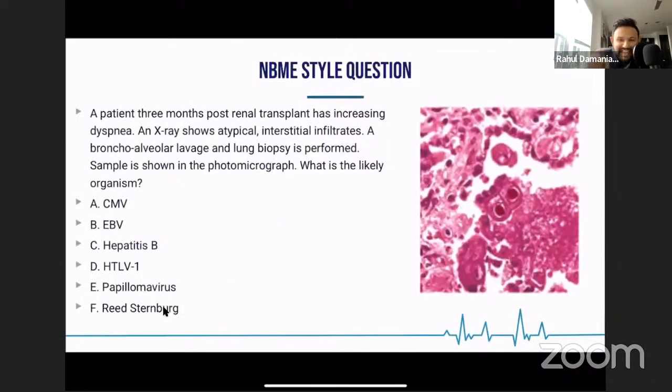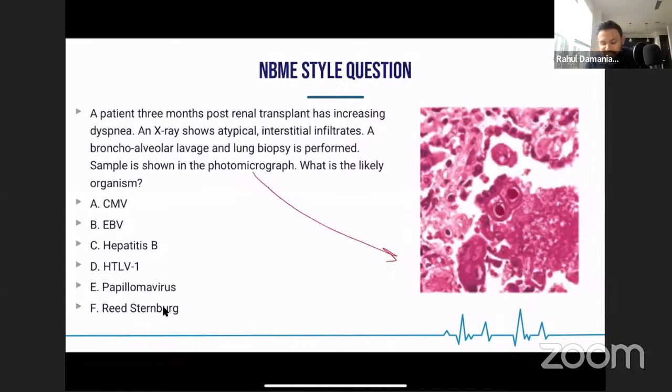Almost done here. Stay active and engage with me. Let's go through this question. A patient 3 months post-renal transplant has increasing dyspnea, so this shortness of breath. An X-ray shows atypical interstitial infiltrates. A bronchoalveolar lavage and lung biopsy is performed, and a sample is shown in the micrograph.